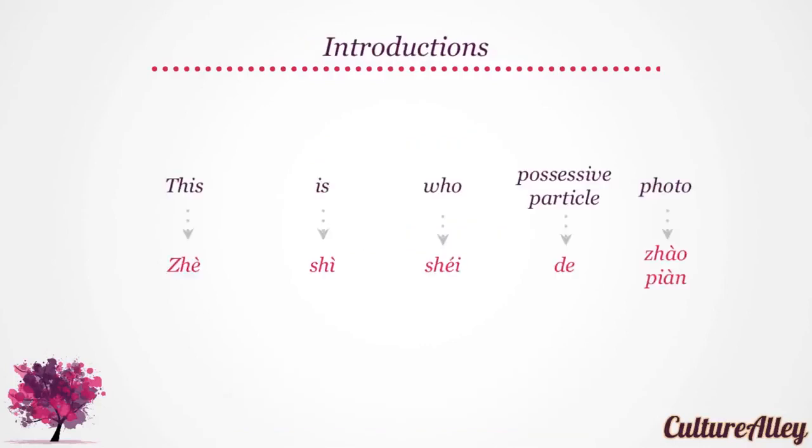Good. Let's move on to another question. Whose photo is this? Which literally translates as this is whose photo in Mandarin. Let's look at the word-by-word breakup of the same. This translates as 这. Is becomes 是. Who translates as 谁. The possessive particle translates as 的. And lastly, photo translates as 照片.